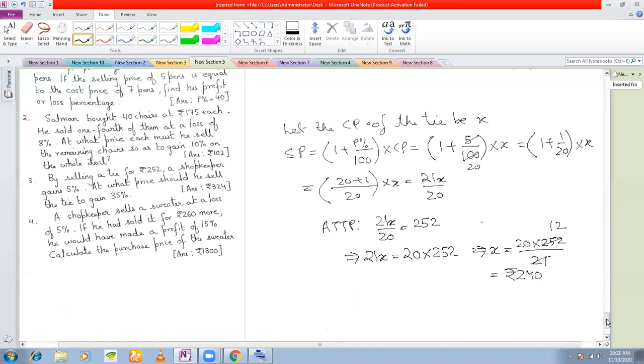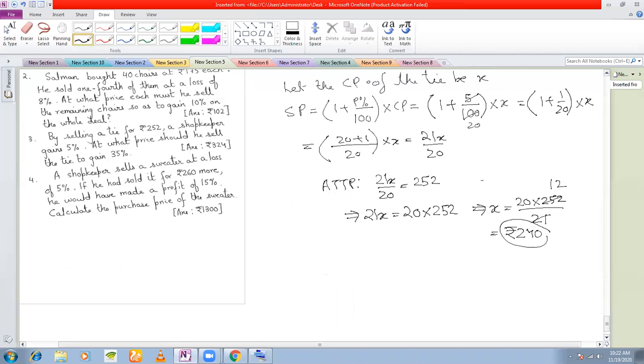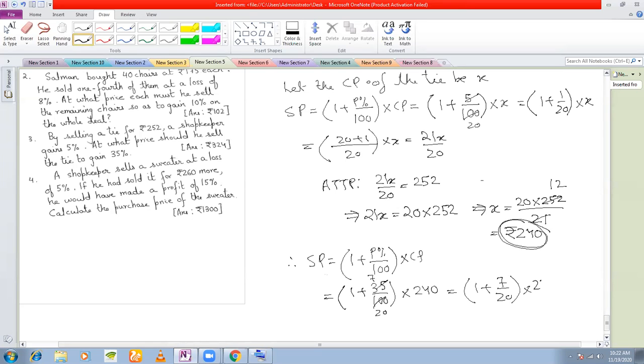Question is, at what price should he sell to gain 35%? If he is buying the tie for 240 rupees, at what price should he sell? Selling price should be 1 plus p% by 100 into cost price. If he wants to gain 35% on this cost price, how much should he sell it for? 35% gain into cost price 240. So this is 1 plus 7 by 20 into 240. Now you take the LCM and you calculate. So I won't finish this problem.